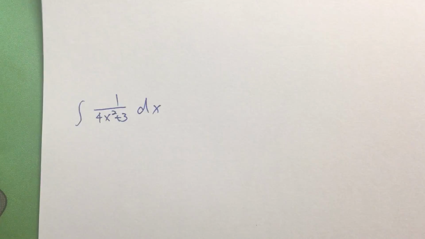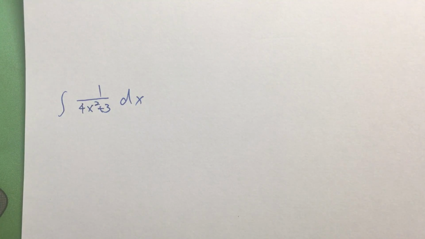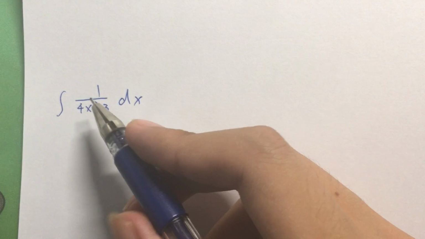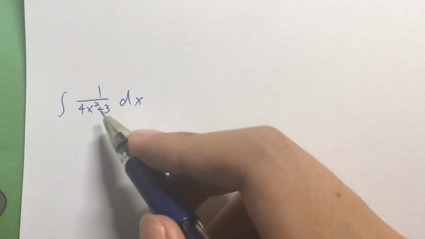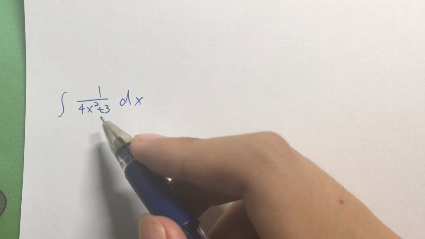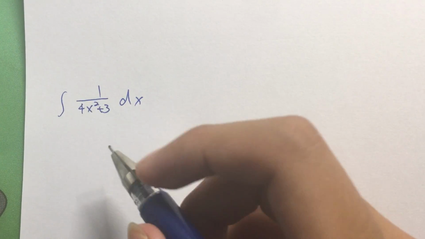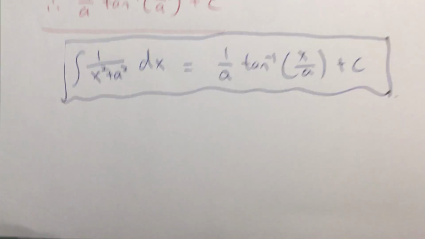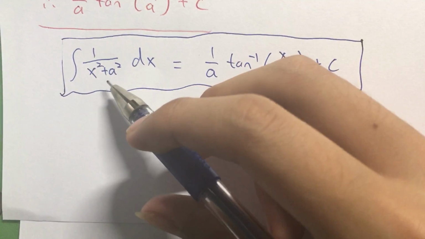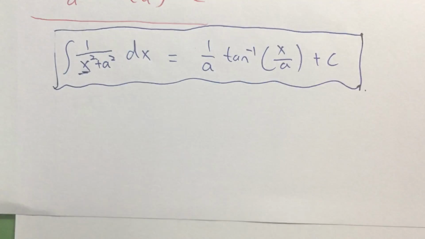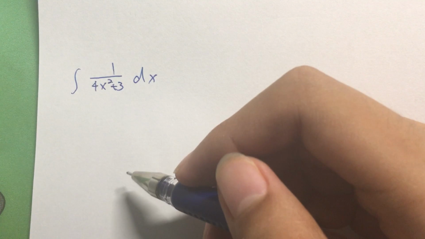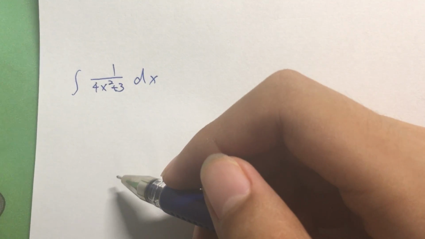And now let's do this question, which is a bit more complicated. This one is the integration of 1 over 4x squared plus 3 dx. Now, our formula is x squared plus a squared. Here it's only x squared. However, what we have here is 4x squared. So what should we do?